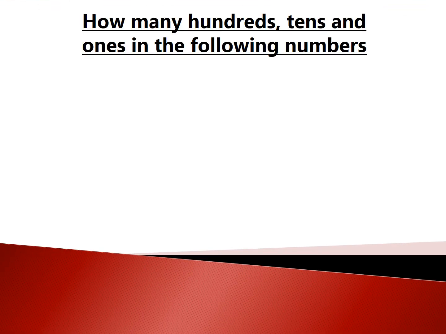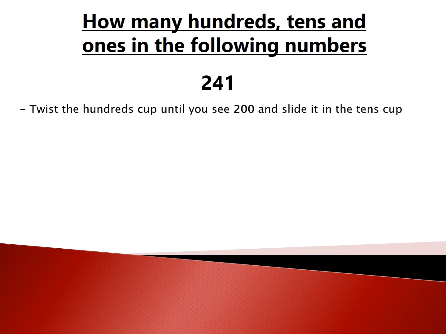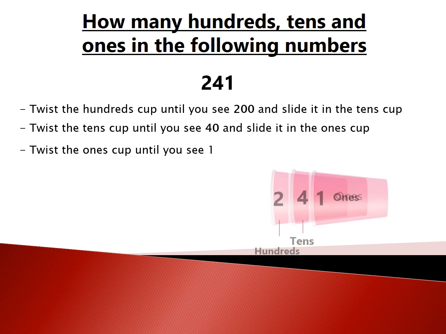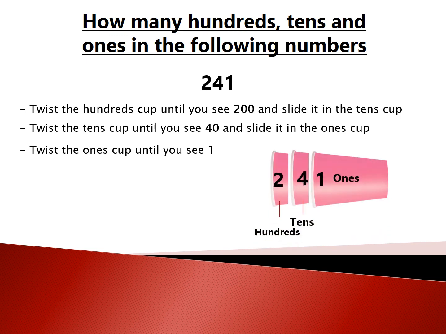How many hundreds, tens, and ones in the following numbers? 241. So to use the paper cup, you twist the hundreds cup until you see 200 and slide it in the tens cup. Twist the tens cup until you see 40 and slide it in the ones cup. Twist the ones cup until you see 1. Paper cups should look like this. There you have it, 241. It's 2 hundreds, 4 tens, and 1 one.